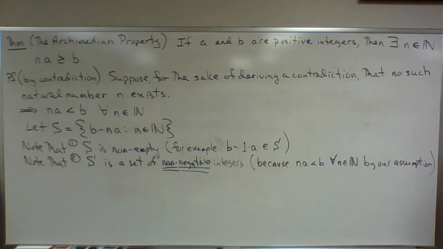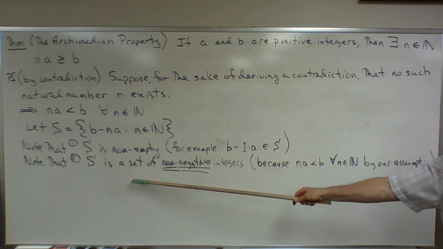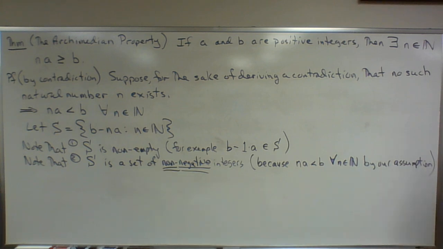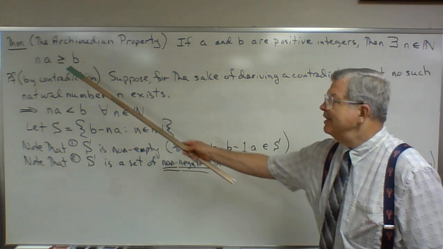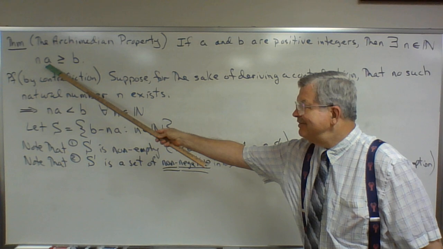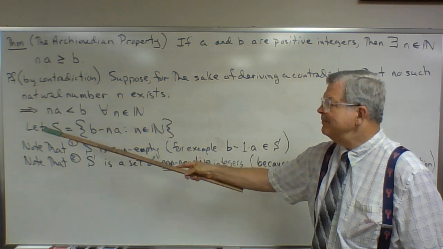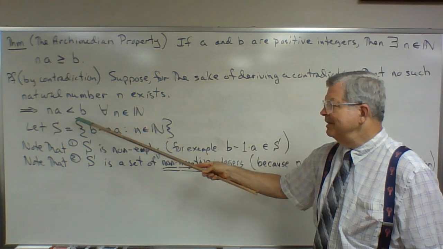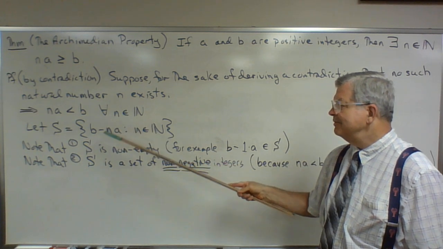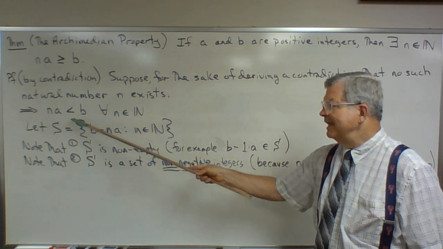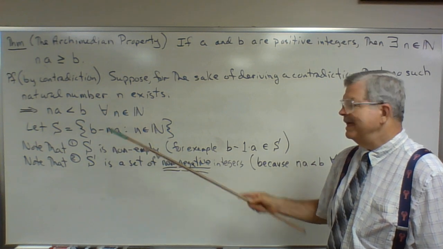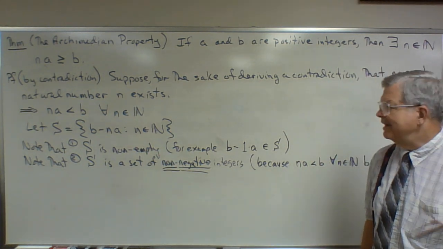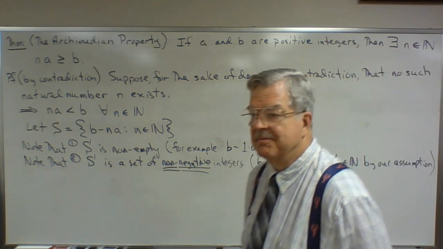S is non-empty, and every element of S is non-negative by our assumption. We assumed that since no natural number n exists that makes na at least equal to, if not greater than, b, that na has to be less than b for all natural numbers. And if na is less than b, b minus na is non-negative. In fact, positive.